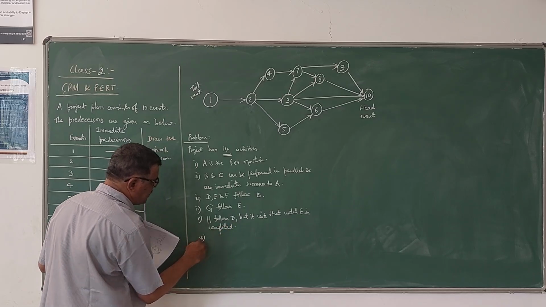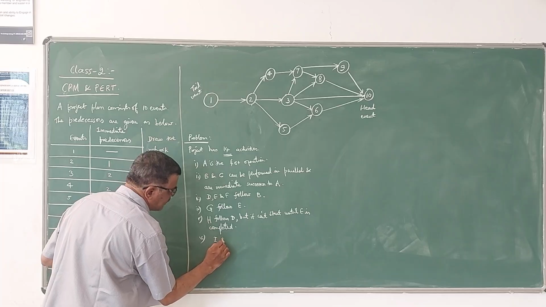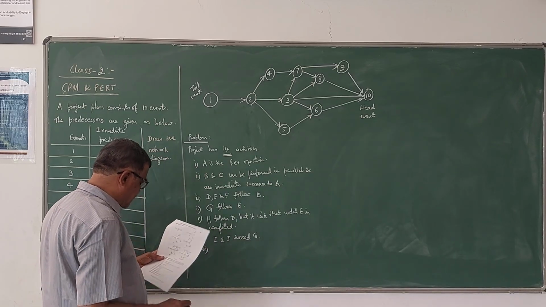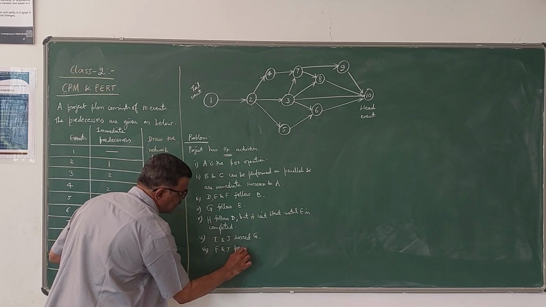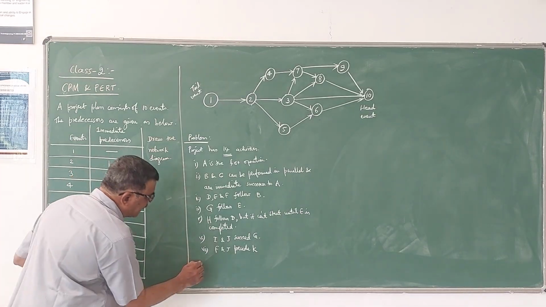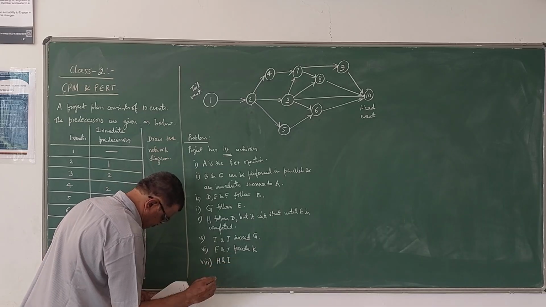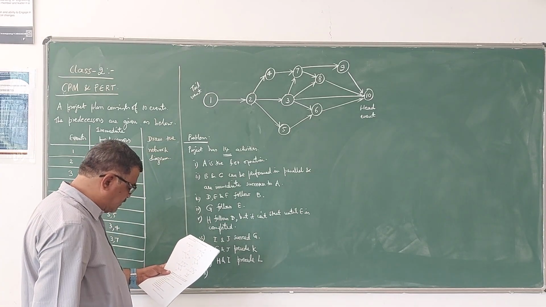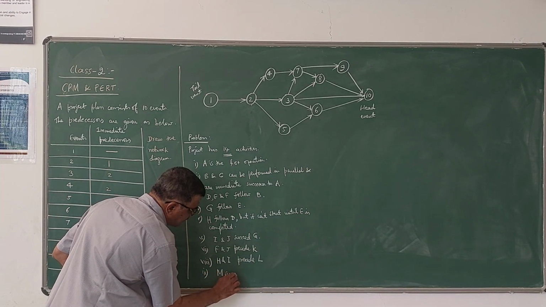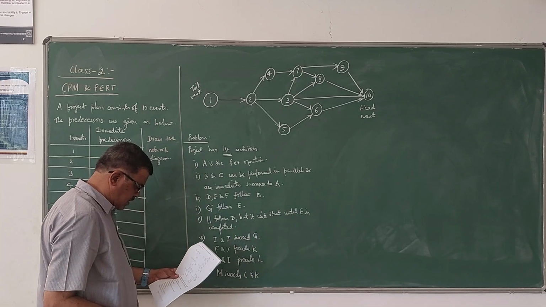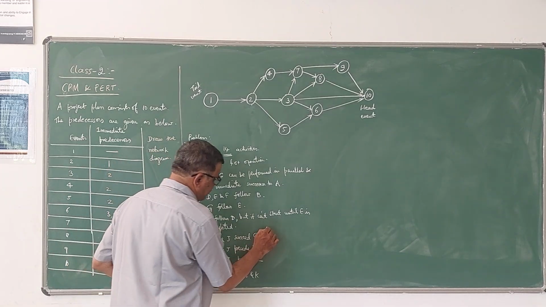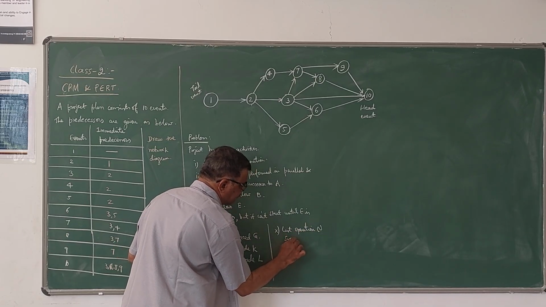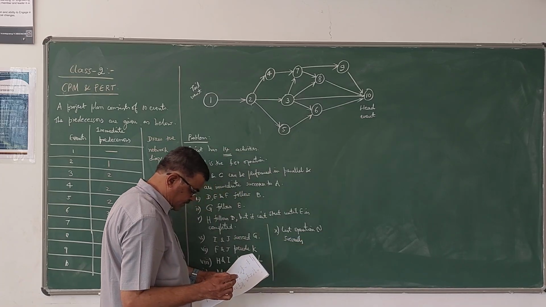In terms of wordings also they can be like this. I and J succeed G. F and J precede K. H and I precede L. M succeeds L and K. The last operation N succeeds M and C.